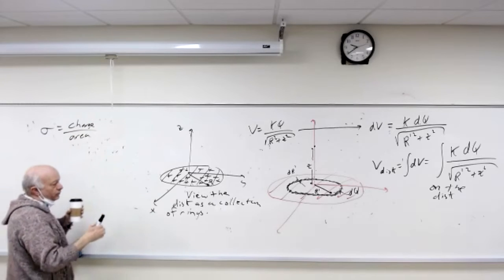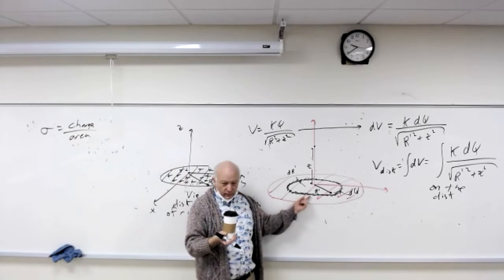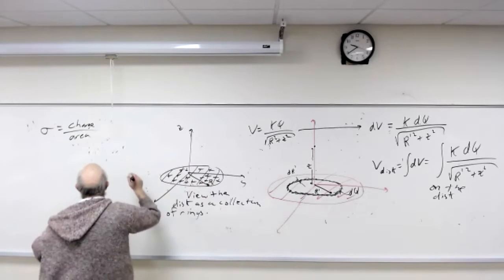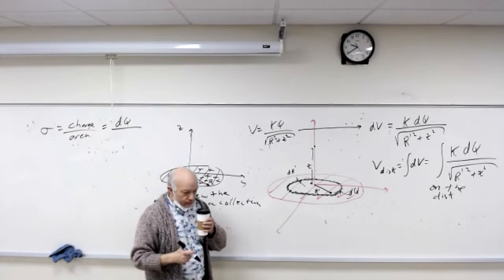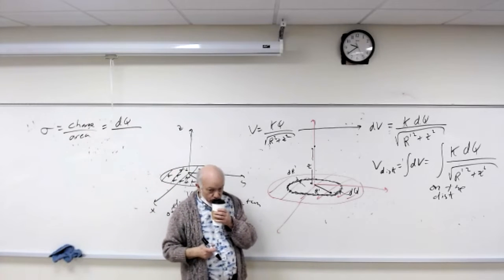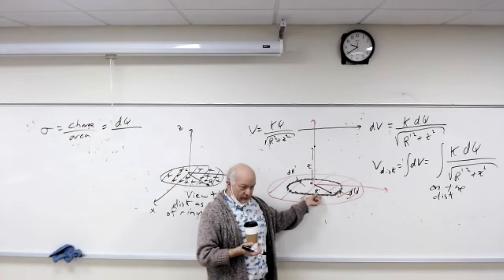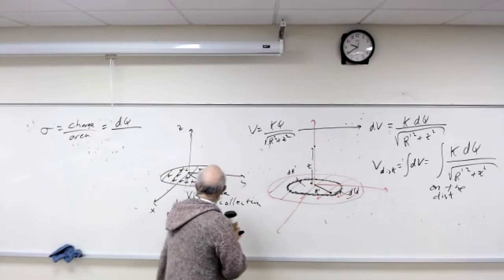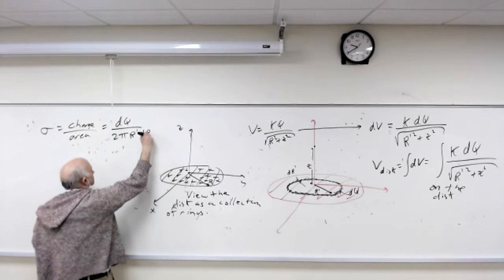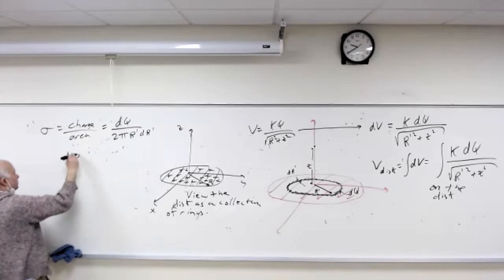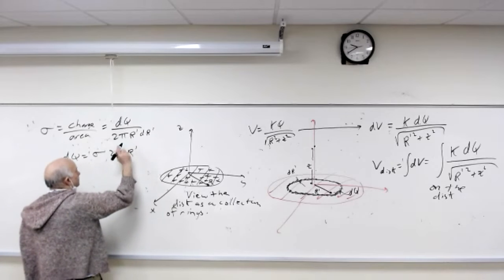And we're going to write this for this little ring here. So let's write this for the ring. What's the charge of the ring? dq. What's the area of the ring? 2 pi r dr. Yes, the circumference 2 pi r prime times the thickness dr prime. So then your dq is sigma 2 pi r prime dr prime.